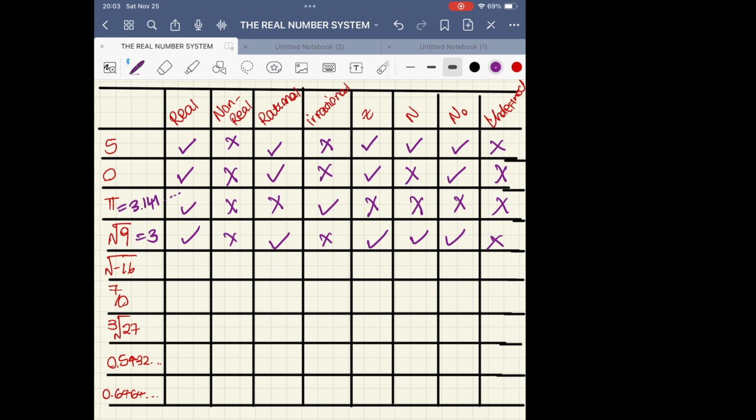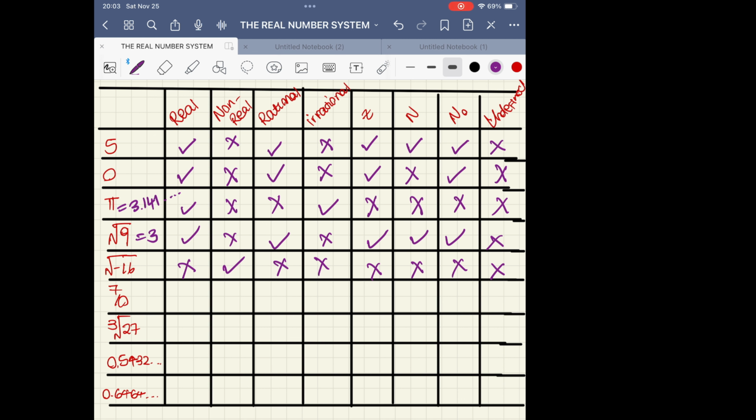And then the most interesting one I've been waiting for. We have the square root of negative 16. What did I say about square roots of negative numbers? They are non-real. It's not a real number. Why? Because non-real numbers are square roots of negative numbers. They do not exist, right? So it is non-real, meaning it cannot be rational, irrational, integer, natural, whole, or undefined, right? I hope everybody understands me.